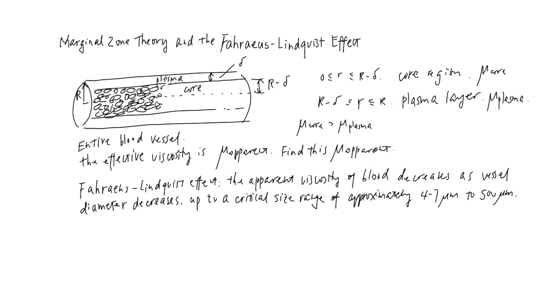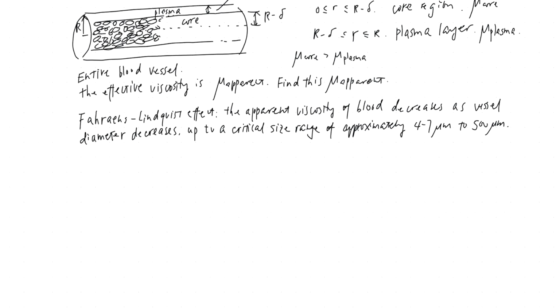Now let's look at the core region. So let's do one by one. In both the core region and the plasma region, we are saying it's at the Newtonian flow limit. So the core region is, as we said, valid between 0 and R minus delta.